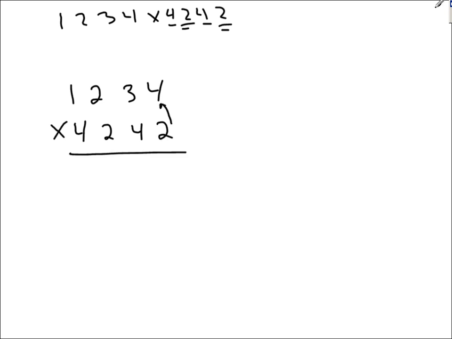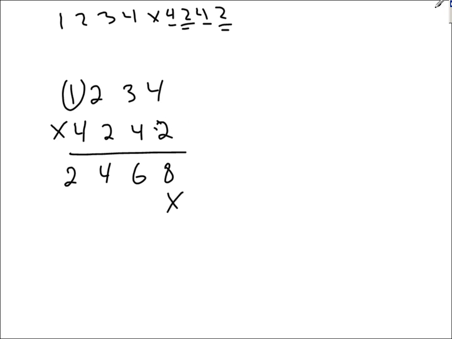2 times 4 is 8. 2 times 3 is 6. 2 times 2 is 4. And 2 times 1 is 2. Okay, now I multiply by the 4. So let's clean it up a little bit. Now I multiply by the 4.